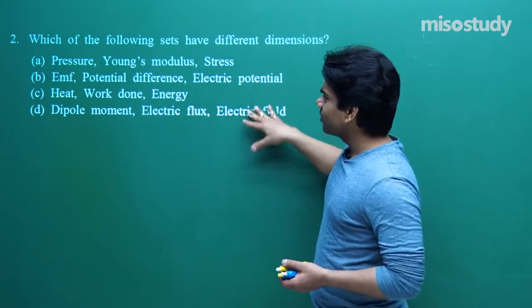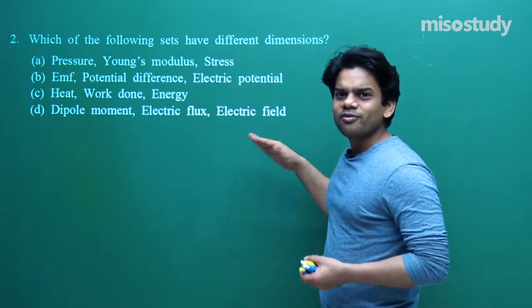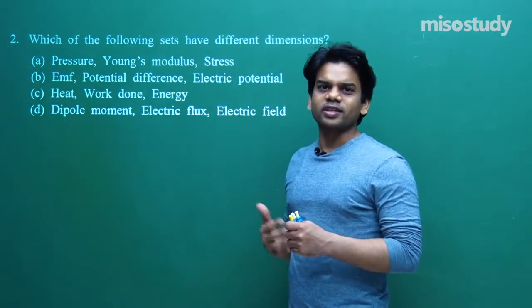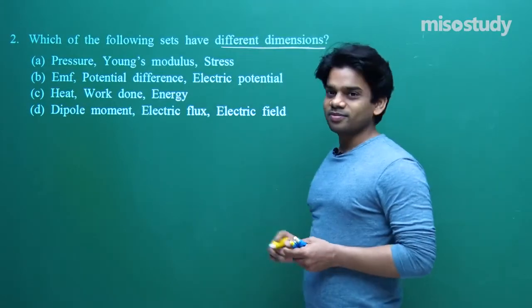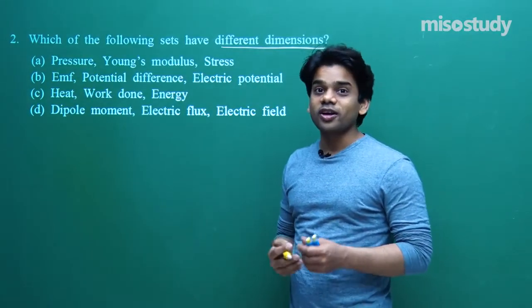There are certain pairs given, there are certain sets given here. We need to check whether their dimensional formula is same or whether they are different. And you have to check which all have got different dimensions.